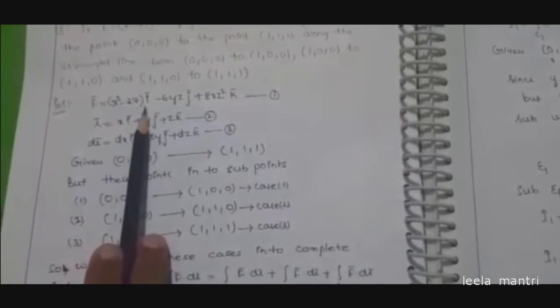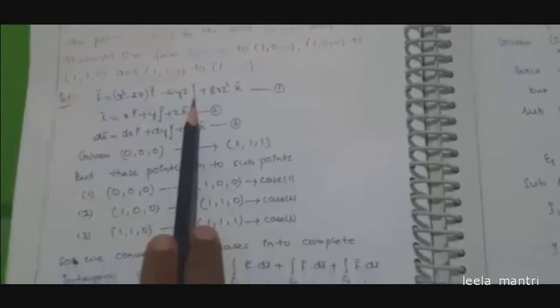Given f bar is equal to (x square minus 27) i bar minus 6yz j bar plus 8xz square k bar. We know that r bar is equal to x i bar plus y j bar plus z k bar. Since there is no plane equation, we will be converting the total equation in terms of x, y, z. Taking the derivative of the second equation, dr is equal to dx i bar plus dy j bar plus dz k bar.